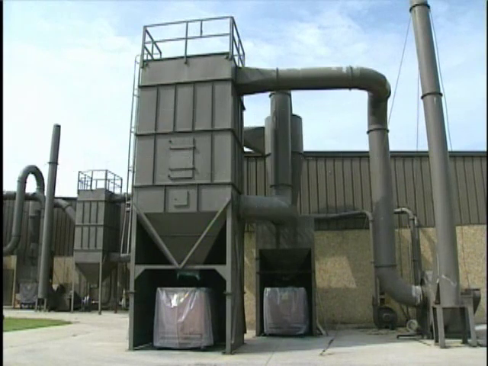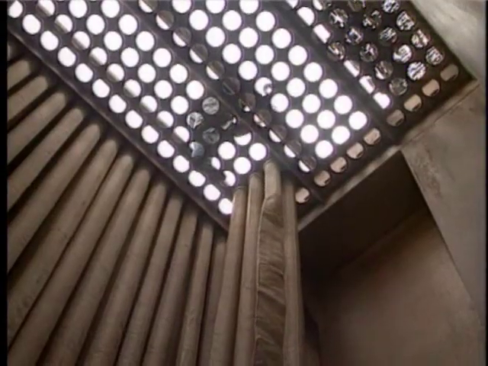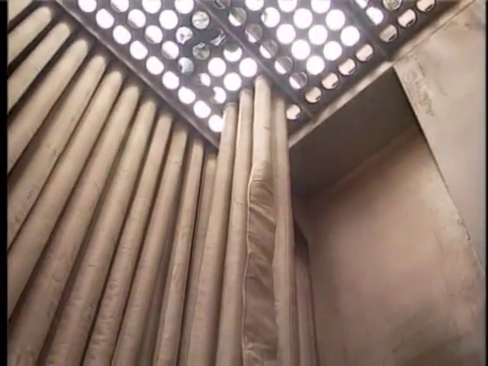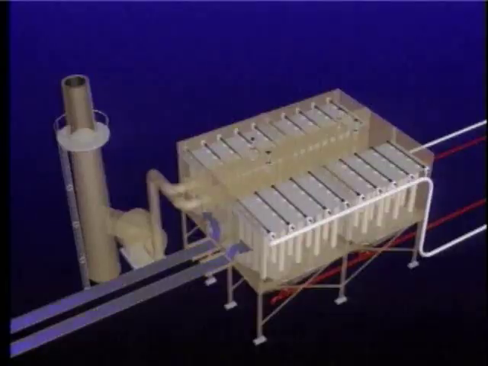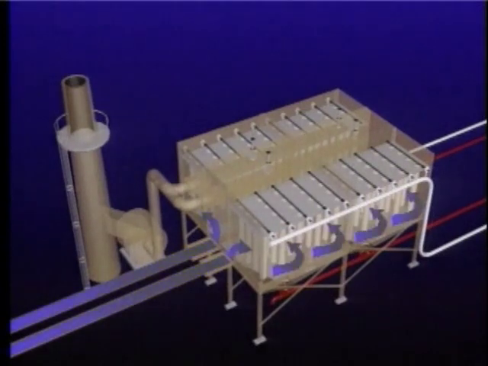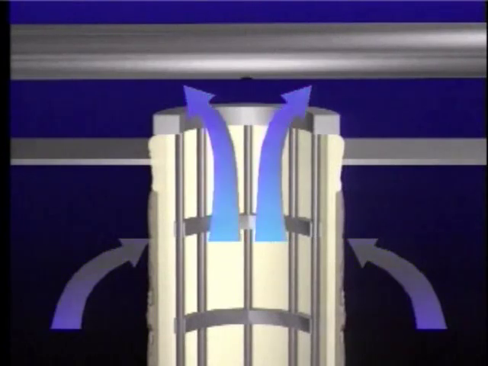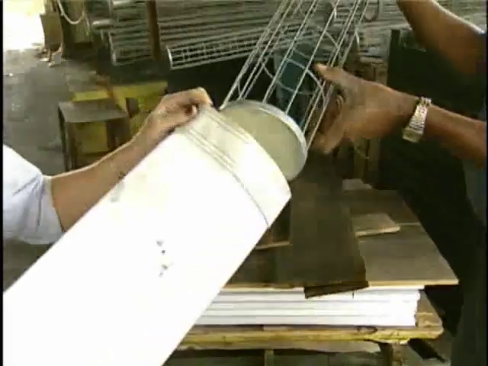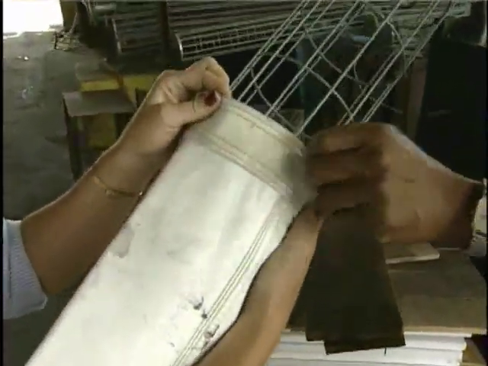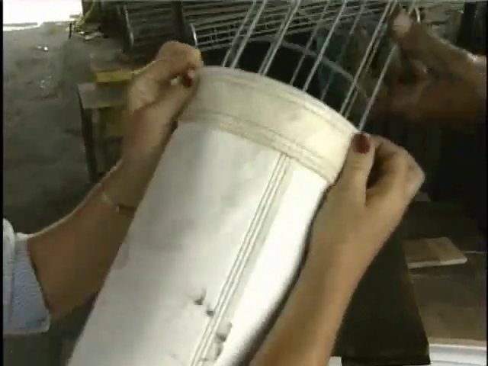Reverse pulse or pulse jet collectors clean the bags using short-duration pulses of compressed air. The collector has a tube sheet that is located near the top of the vertical casing, and the bags hang from the holes in the tube sheet. The contaminated gas stream enters through the side or hopper of the collector and flows into the bags and up through the tube sheet, leaving the dust cake on the outside of the bags. A wire mesh cage is located inside the bags to keep them from collapsing.